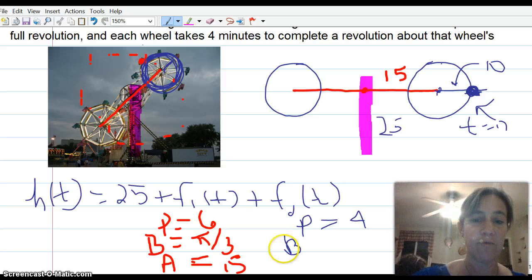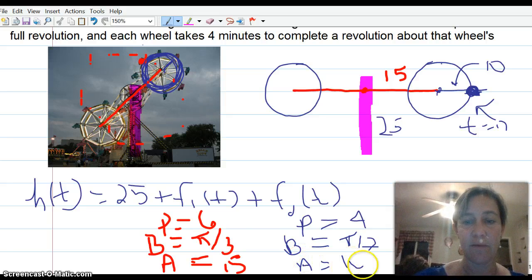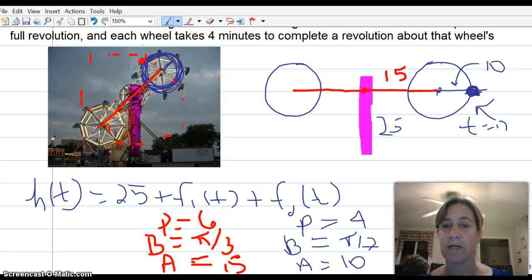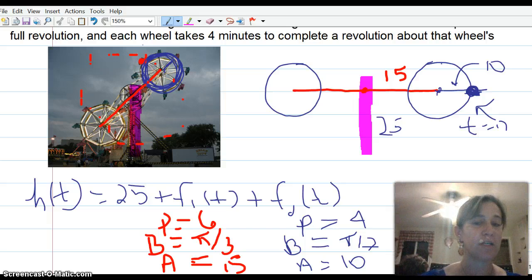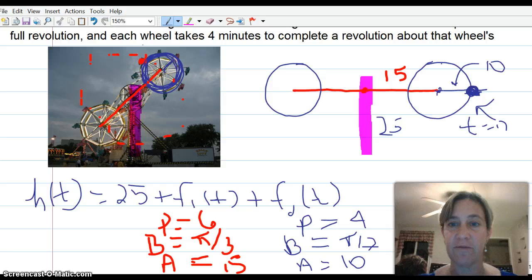So again, using the same formula for period, we find that b, that coefficient, should be pi over 2. Here the amplitude should be 10. The diameter of the blue Ferris wheel is 20. The radius is 10, so the amplitude of that function is going to be 10. It's going to be at a height of 10.